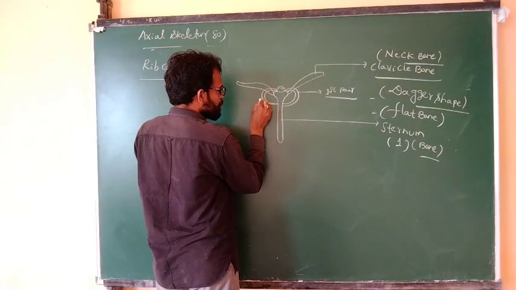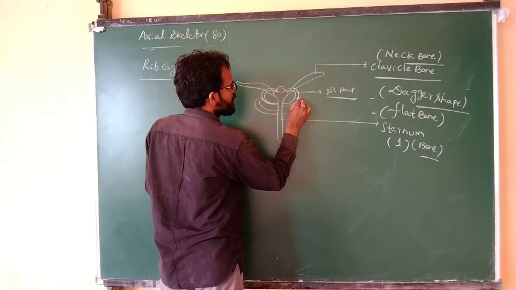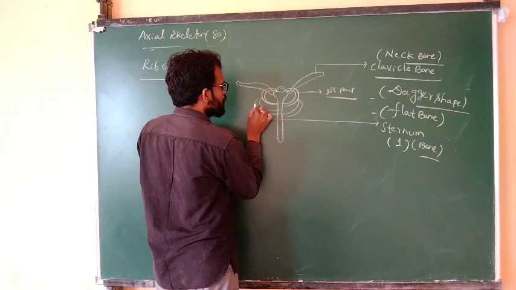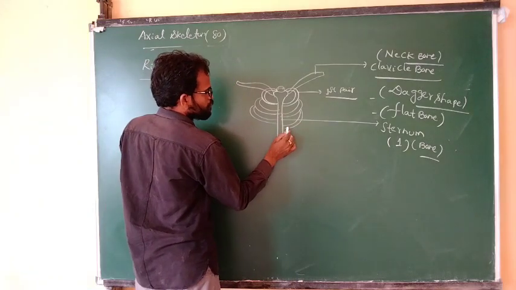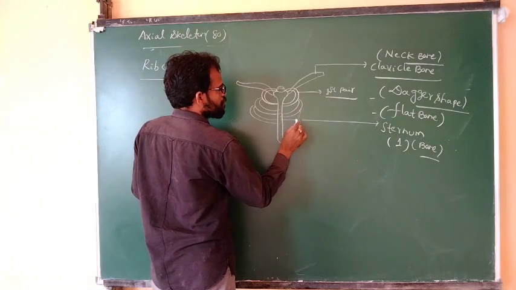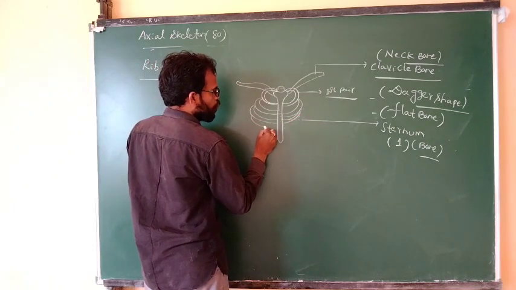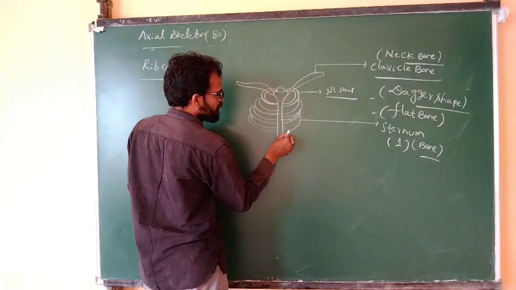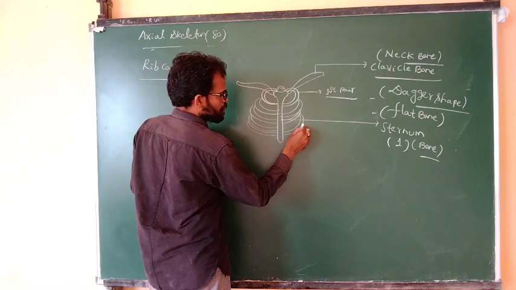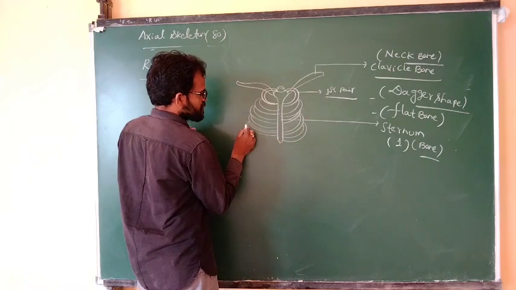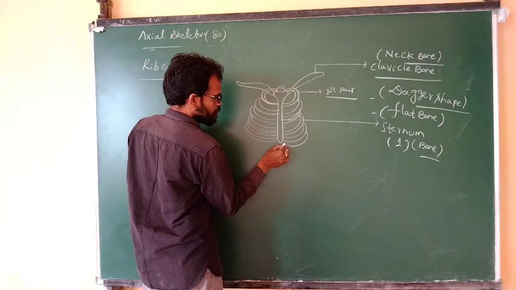Coming to the second pair. Coming to the third pair. First pair, second pair, next one, third pair. Next one, fourth pair. Next one, fifth pair. Next pair, sixth pair. What is the next one?